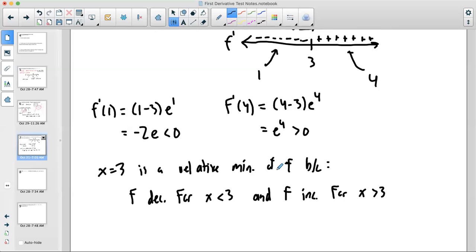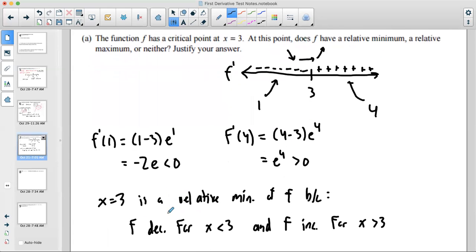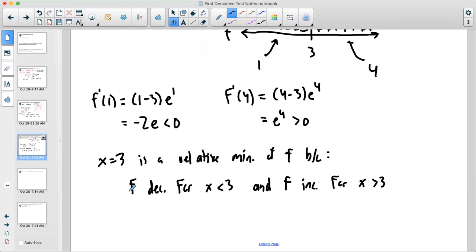Okay, which is almost exactly what this picture states, but the picture is not enough of a justification. You have to say why. So either because f is decreasing for x less than 3, and f is increasing for x greater than 3. It decreases, and then it increases. That tells me that this is going to be a minimum value. This is method 1.